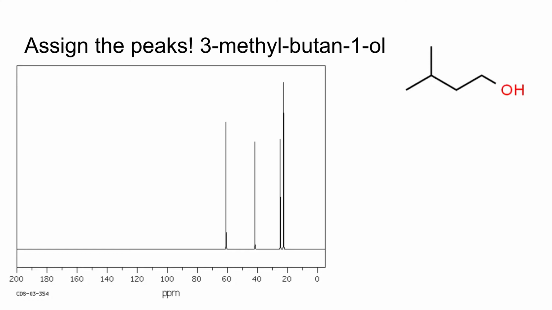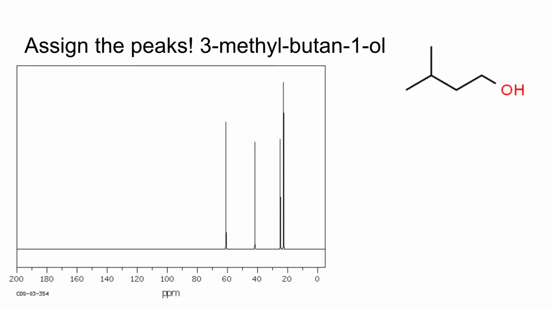What I'd like you to do is assign the peaks on the spectrum to specific carbons within this structure. This looks to be 1, 2, 3, 4. It's some sort of butanol. It's 3-methyl. Oh, I got the name on the screen. I was trying to name the structure. Okay, 3-methyl butan-1-ol. Can you take a couple of seconds just to figure out which carbon's more deshielded?